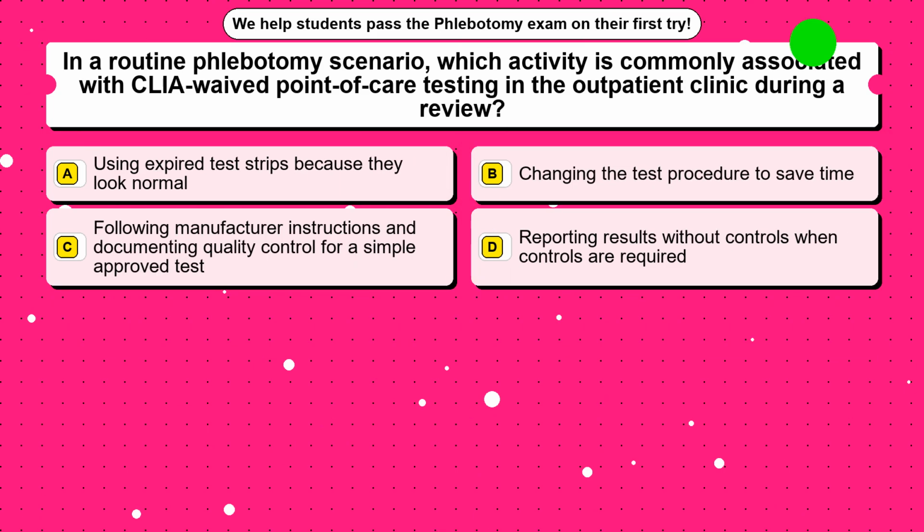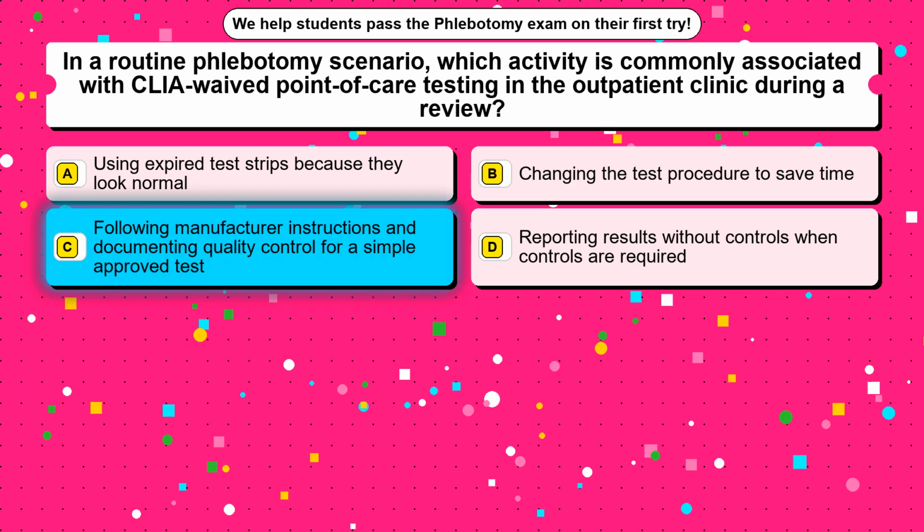Question 91. In a routine phlebotomy scenario, which activity is commonly associated with CLIA waived point of care testing in the outpatient clinic during a review? Option A. Using expired test strips because they look normal. Option B. Changing the test procedure to save time. Option C. Following manufacturer instructions and documenting quality control for a simple approved test. Option D. Reporting results without controls when controls are required. The correct answer is option C.